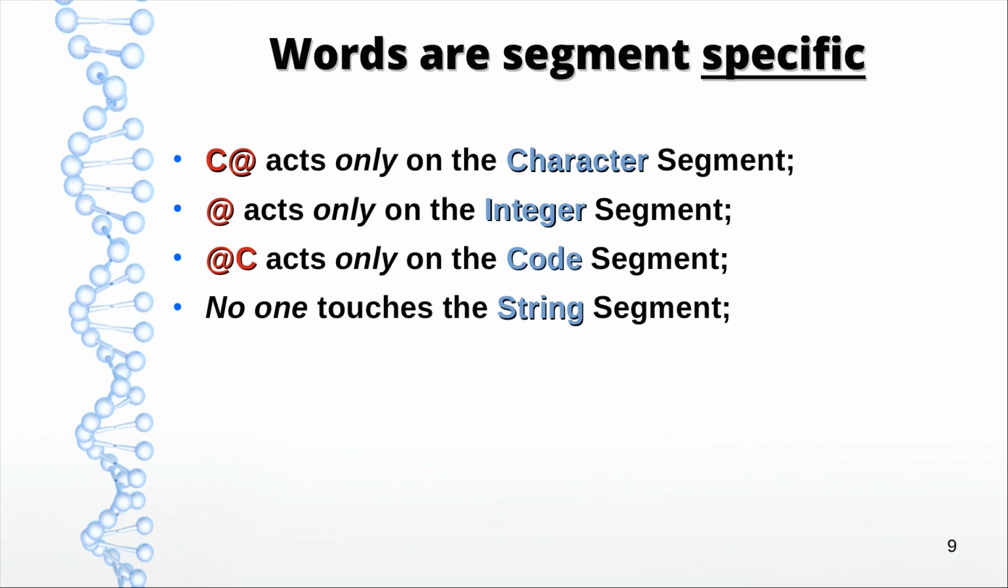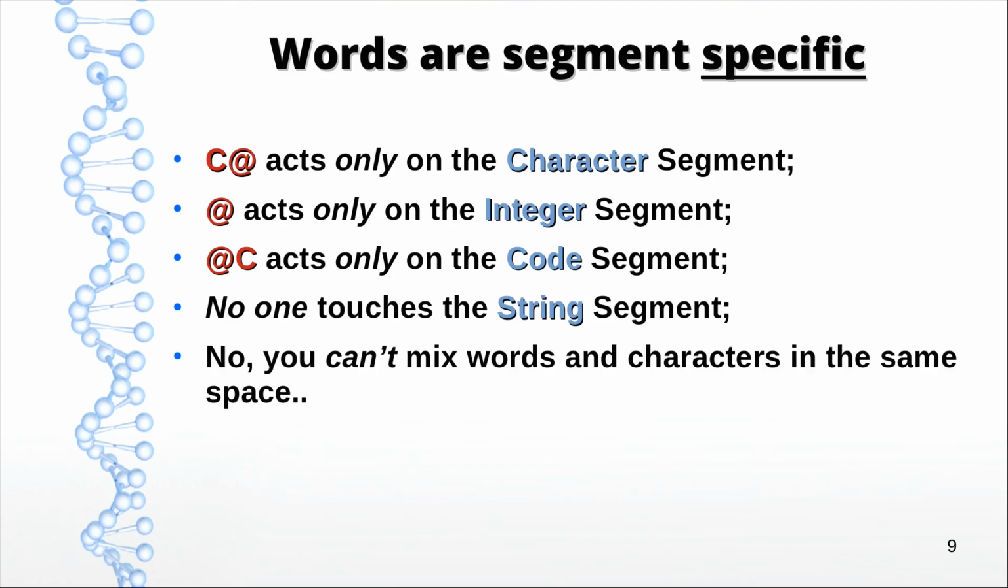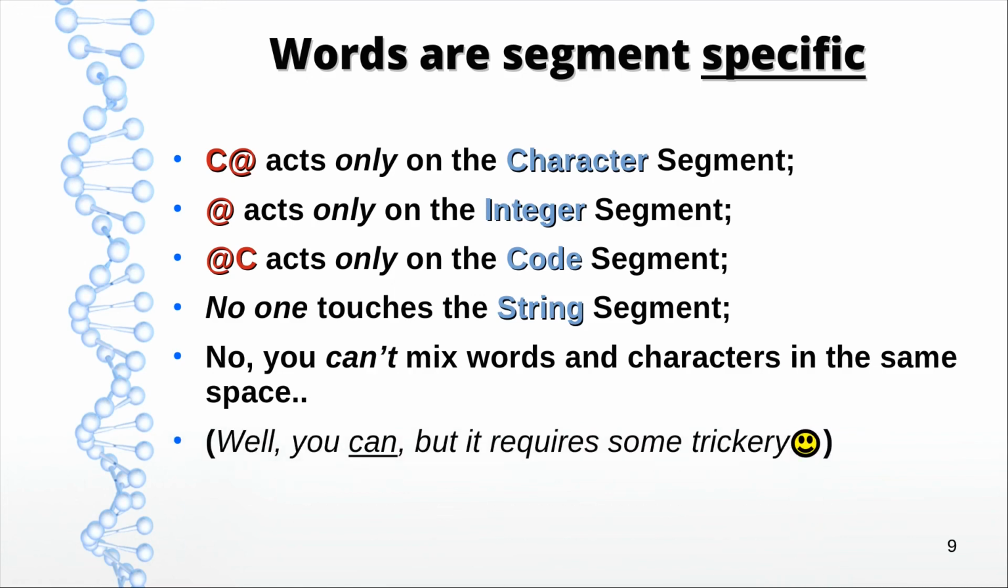All these segments have their own address space. For instance, you can't feed an address in the integer segment to cfetch, but it will still only access the character segment. And yes, it also means you can't mix integers and characters in the same segment. Well, okay, you can, but let's say it requires a little trickery.